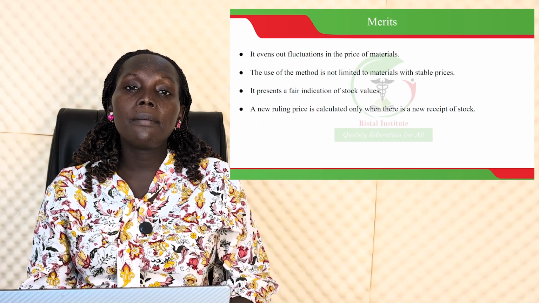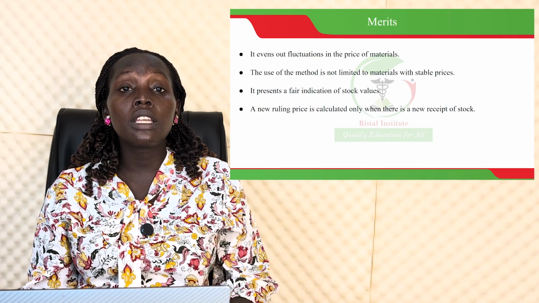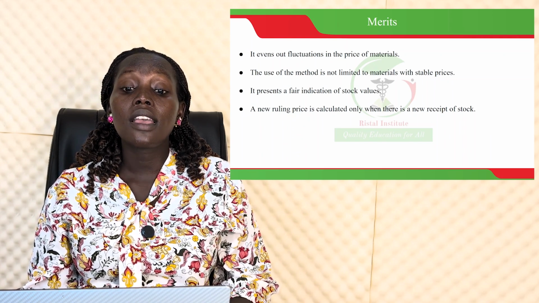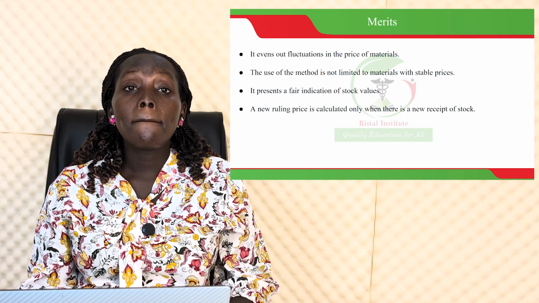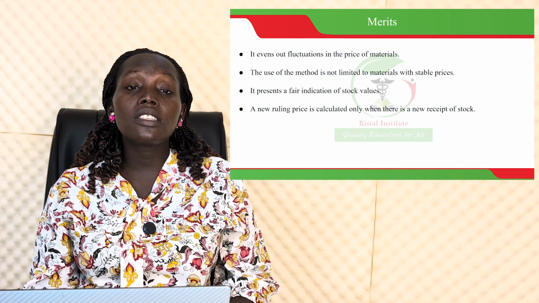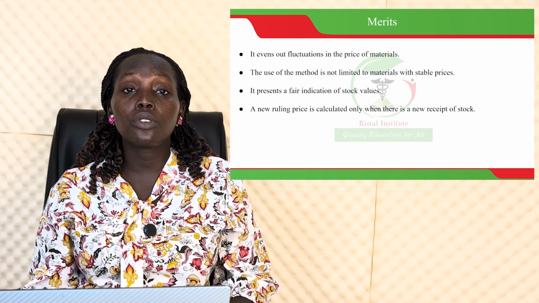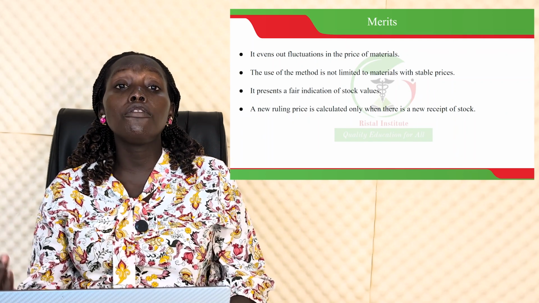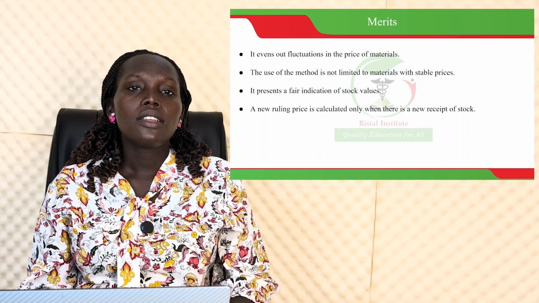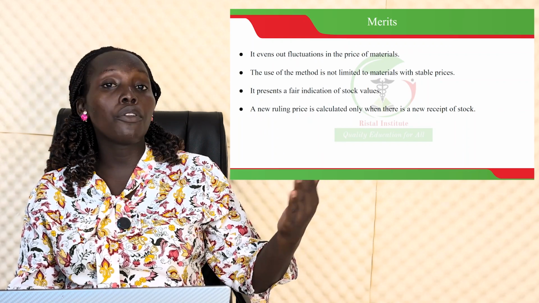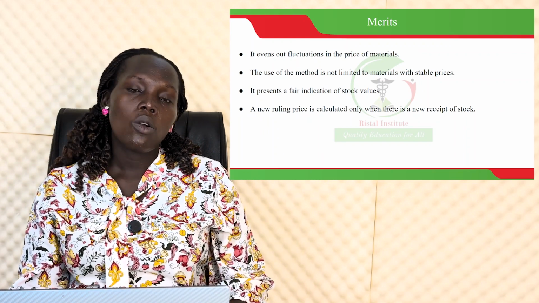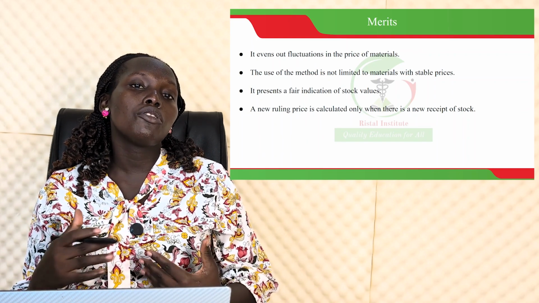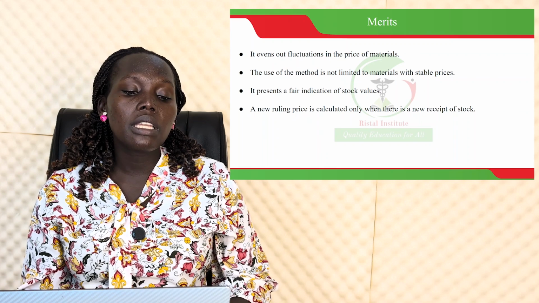So let's look at the merits. What are the merits of using this method? We see that it evens out fluctuations in the price of materials. So this method helps us in case of fluctuation. For the changes, you have to find the new ruling price. You don't go with the old one, or with the new one. You divide it equally, and then you come up with the new ruling price.